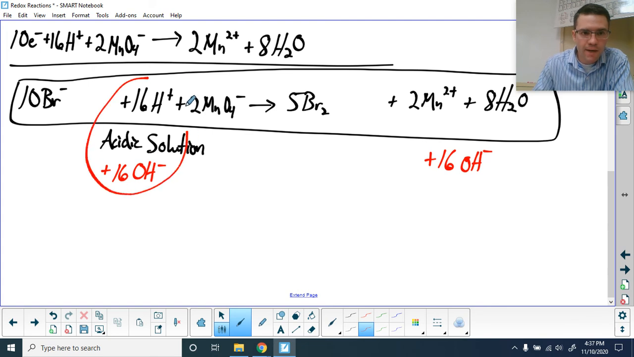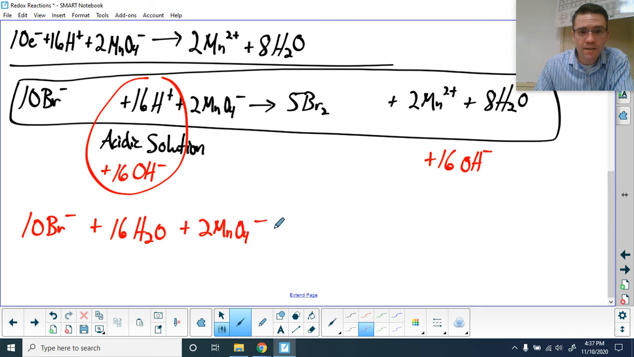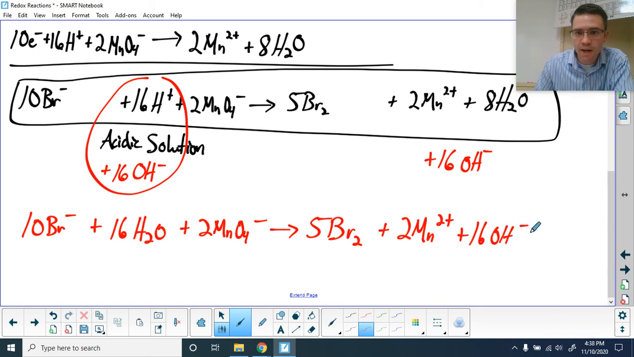And this becomes right here H2O. So I get my chemical equation here. I get 10 Br minus plus, instead of 16 H pluses, I have 16 H2Os now, plus 2 MnO4 minus turns into 5 Br2 plus 2 Mn2 plus I have 16 hydroxides on this side, and I have 8 H2Os. And now I have a solution in basic environment.